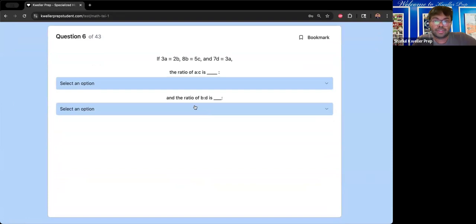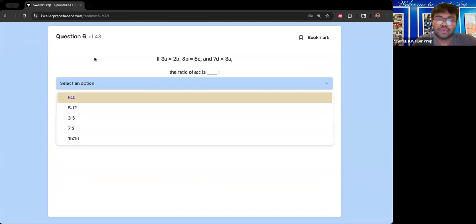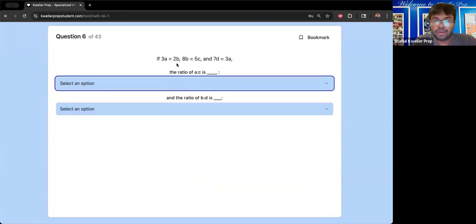I hate these questions, but the easiest way to do these is to combine A, B, and C, because here we're looking for the ratio of A to C. The first equation relates A to B, and the second relates B to C. So if we combine both of these, we can do something with it, right? 3A is equal to 2B, and 8B is equal to 5C.